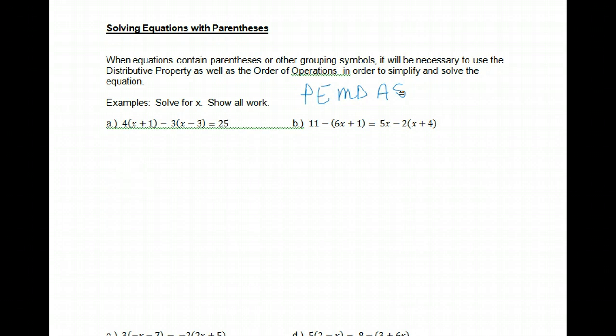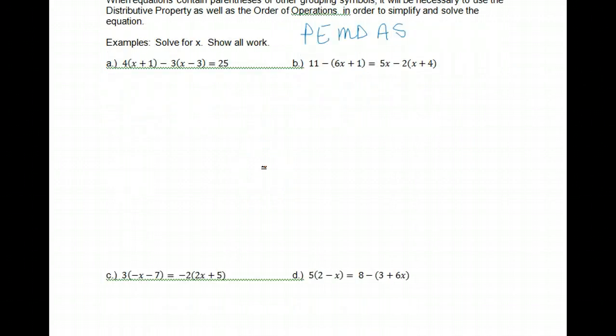So the first thing that we want to do is anything inside our parentheses. We cannot do the addition of x plus 1 or the subtraction of x minus 3 because they are not like terms. We learned, however, that in a situation like this, we can remove parentheses by using the distributive property. So at this point, we're going to distribute in the 4 using the distributive property.